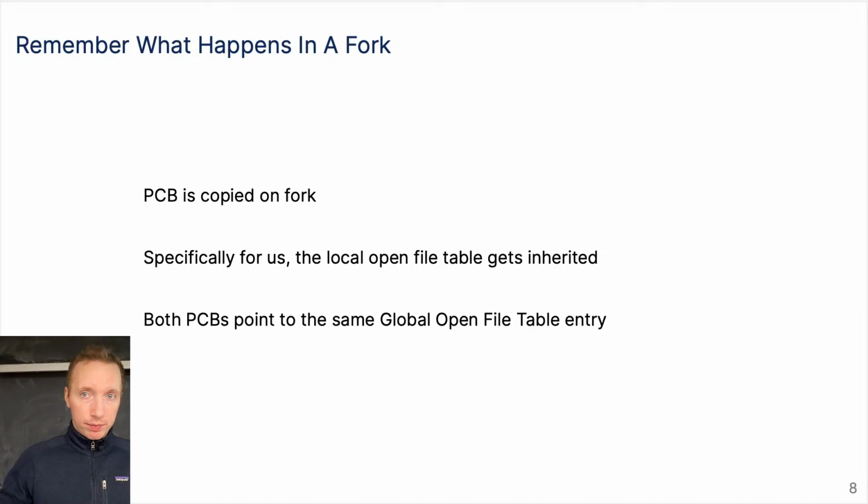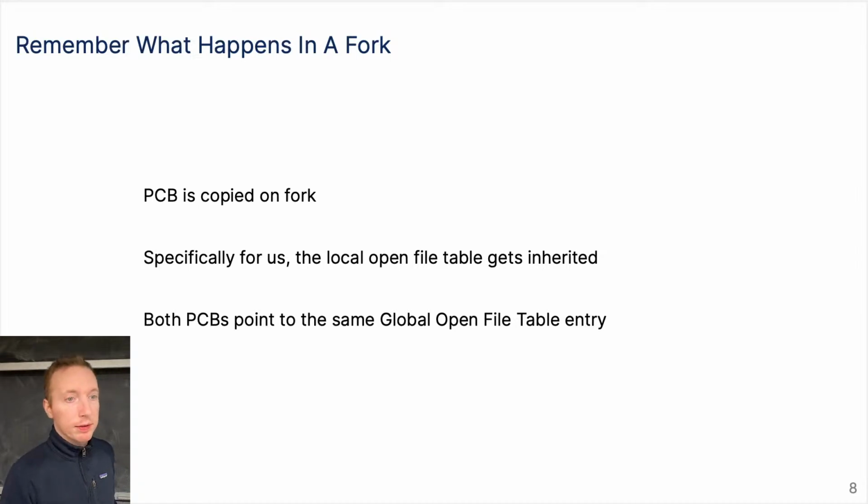So remember what happens during a fork. The process control block is what gets copied. Specifically for us, there's going to be a local open file table that gets inherited. All the local file tables do is point to entries in the global open file table. So if you fork and you copy that local file table, because there's this layer of indirection, they're going to both point at the same global entry. Yeah. So it's the same offset? Yep, they're going to use the same offset.